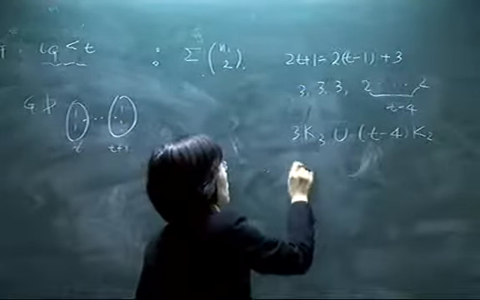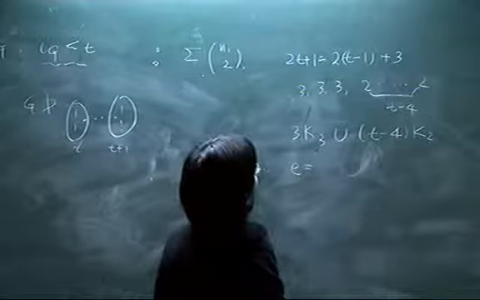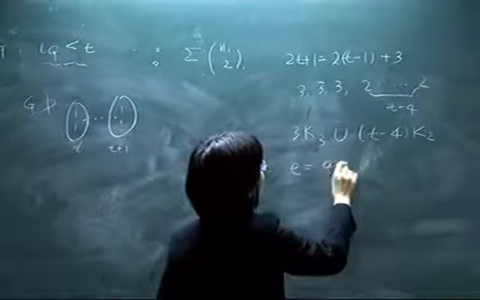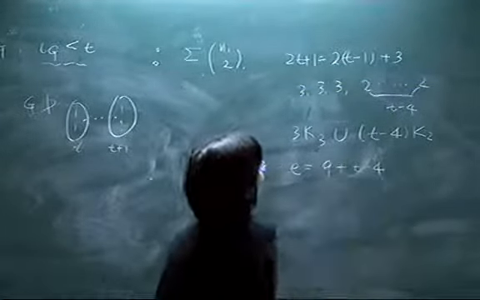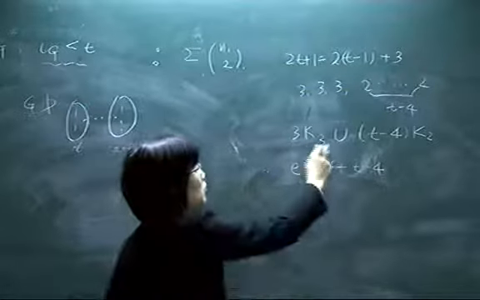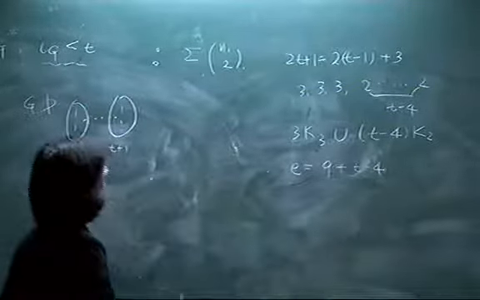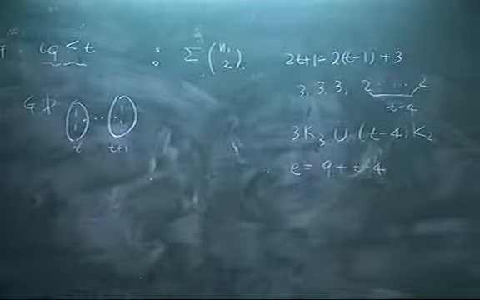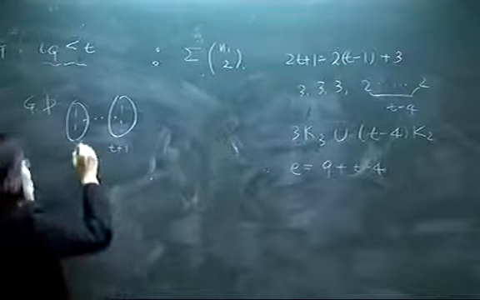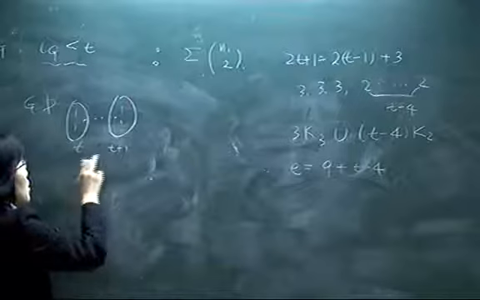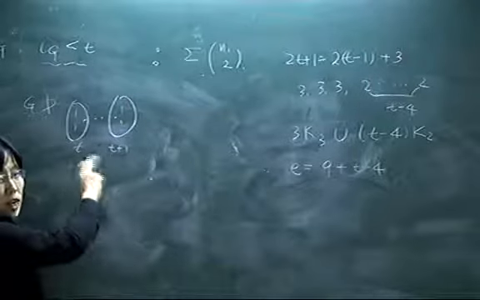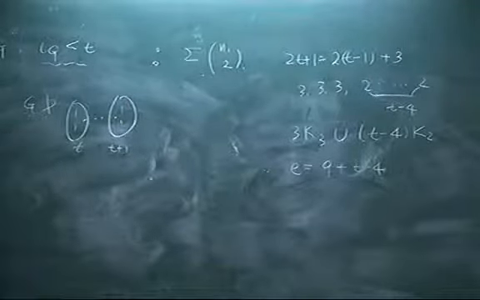And at this time, E is 9 plus T minus 4. But unfortunately, if you think of this graph, this contains that kind of graph. And this time, one is of order T and the other one is of order T plus 1. One is an odd number, then the other one is an even number. So I try to modify that graph.